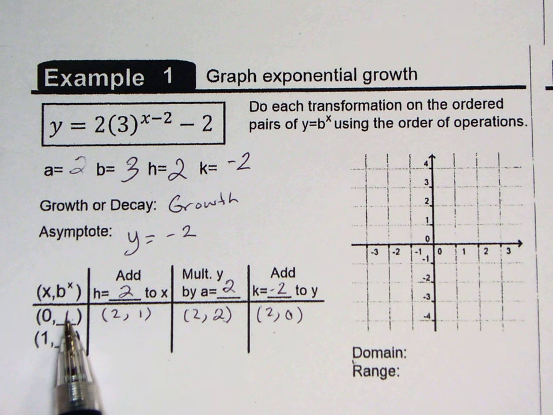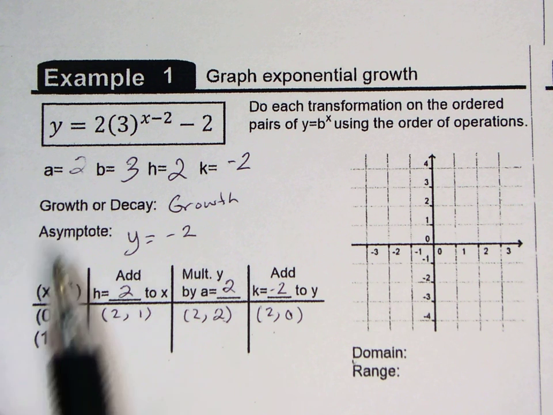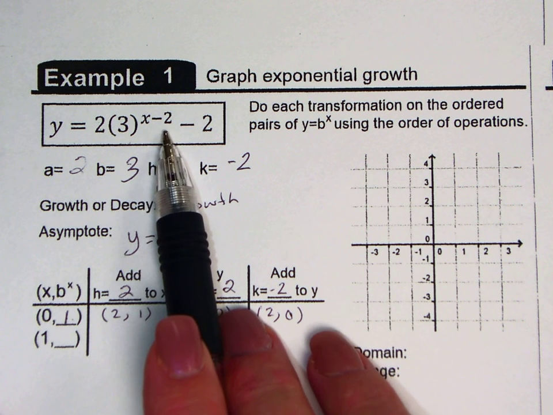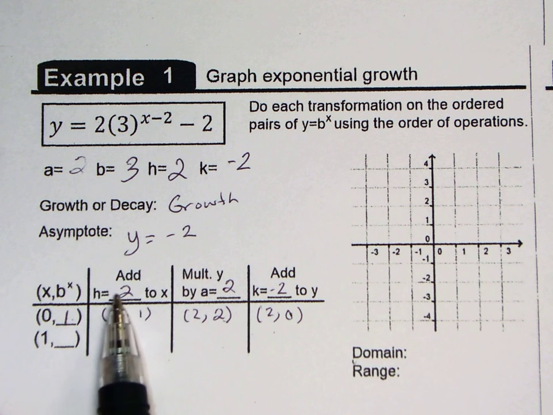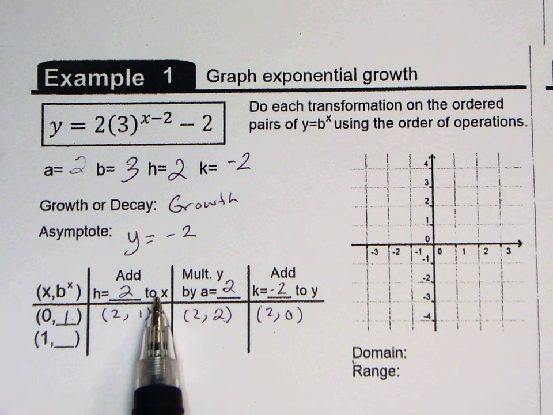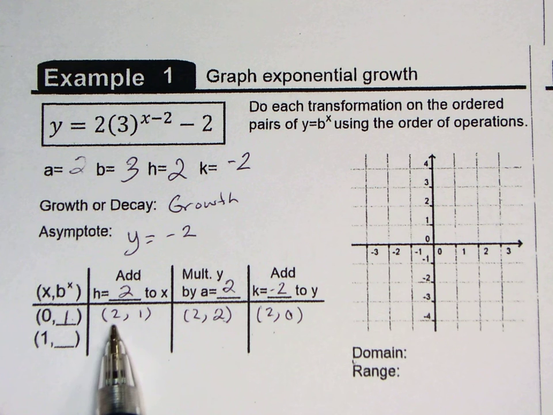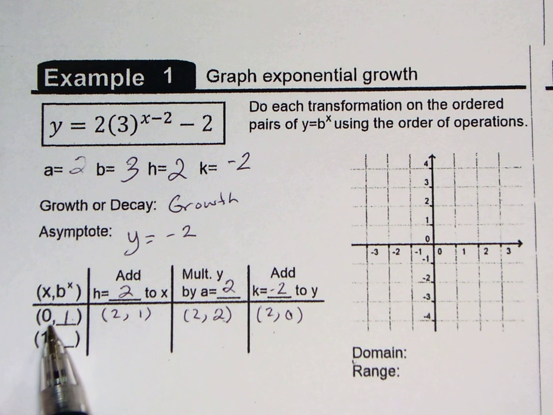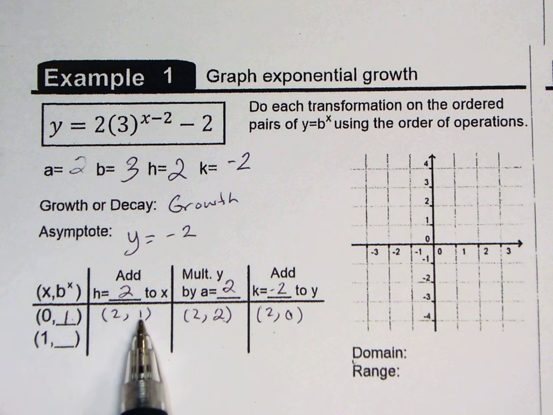And now it wants me to do the first transformation. It wants me to do the transformation of h, which is this one here, right? So I'm going to add 2 to the x coordinate. The x coordinate here was 0, so if I add 2 to the x coordinate, I get 2 comma 0.